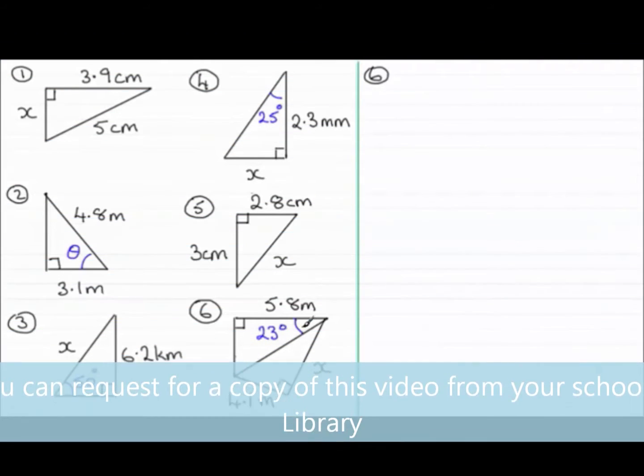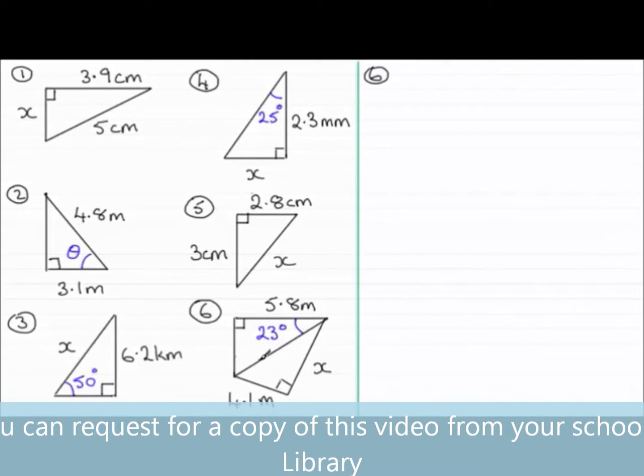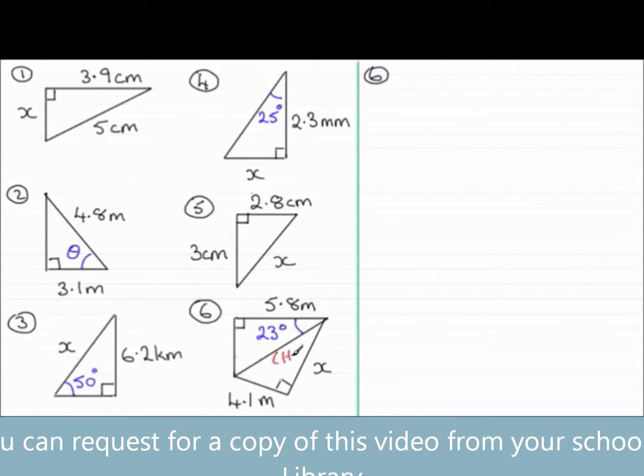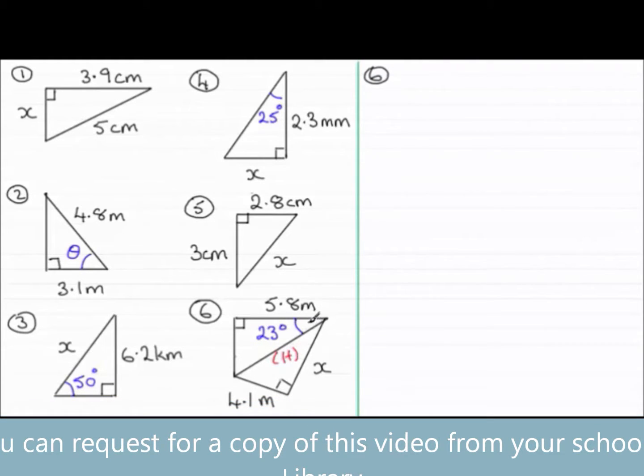And for trigonometry, we want to find the hypotenuse. So we'll just label that h there. And we're given the adjacent side to the 23 degrees. So the trigonometric ratio that would connect the adjacent and hypotenuse is the cosine ratio. So we'd have the cosine then of the angle, 23 degrees, equals the adjacent side, 5.8, over the hypotenuse. Okay, so I'll call that h at this stage.